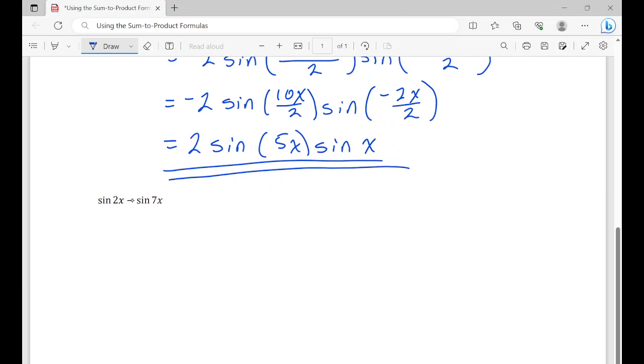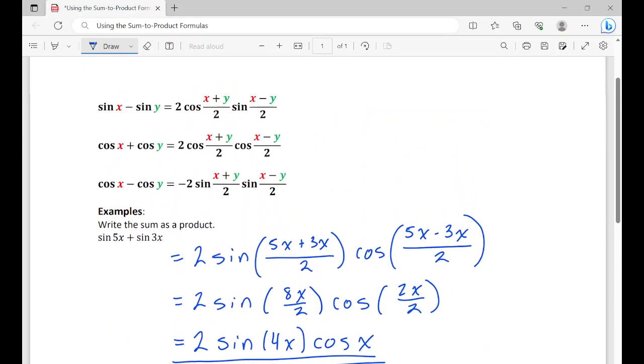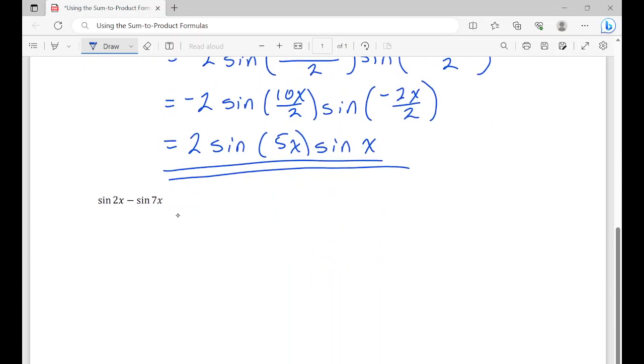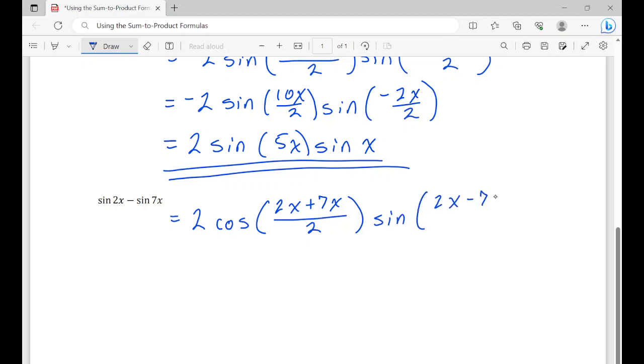Last, I have sine 2x minus sine 7x. So again, sine minus sine. And I see the formula up here for sine minus sine. It's the second one. So I'm going to be using this formula here for the third example. So I'm going to have 2 cosine of 2x plus 7x over 2, and then sine of 2x minus 7x over 2. And now I'm down to just simplifying it.